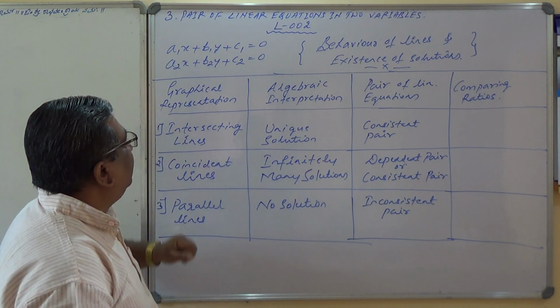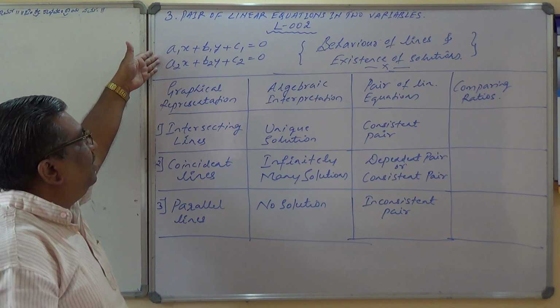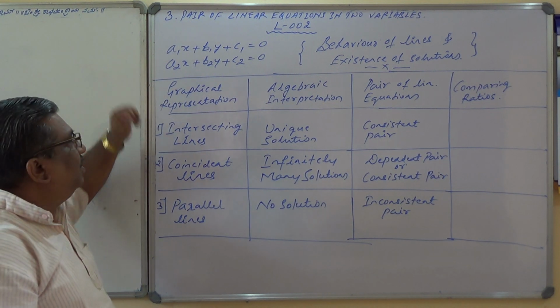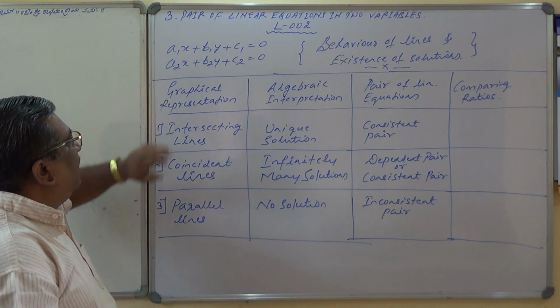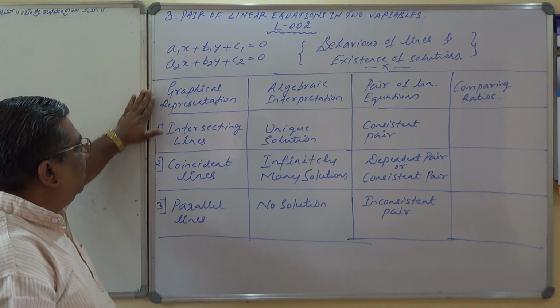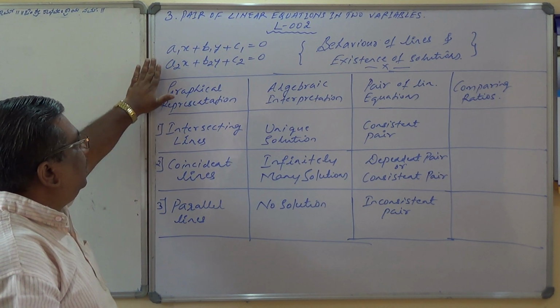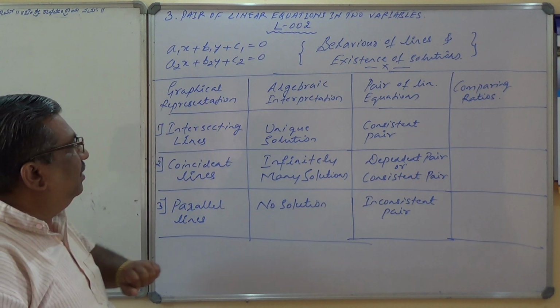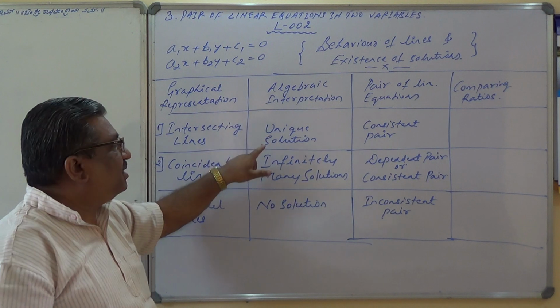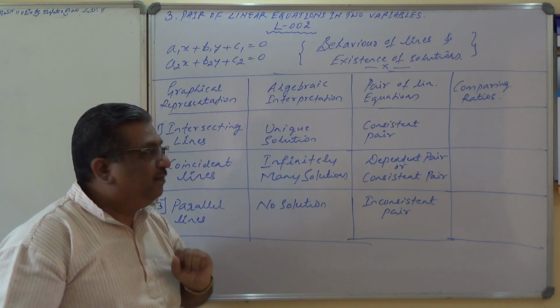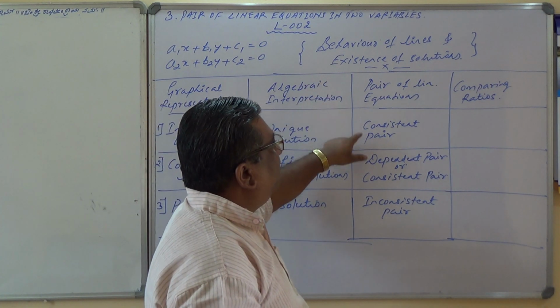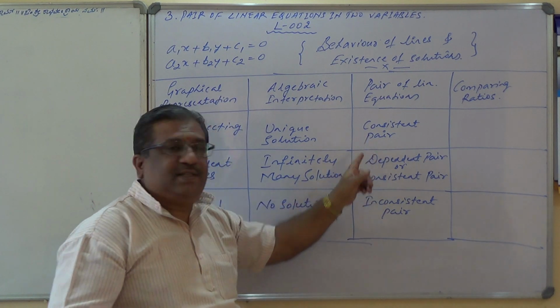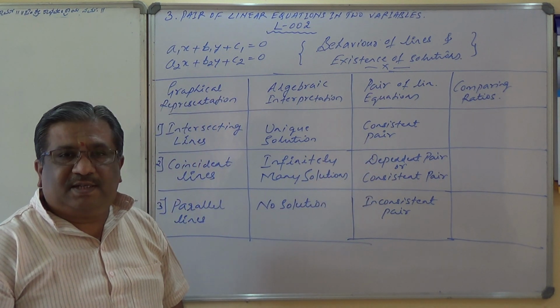And let's see here. These are the two given pair of linear equations, and the graphical representation. If the two equations represent intersecting lines, then algebraically they must have a unique solution. Such a pair of linear equations is said to be a consistent pair. Is it clear?